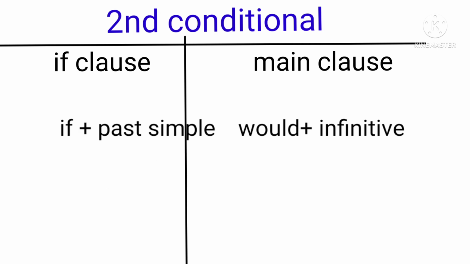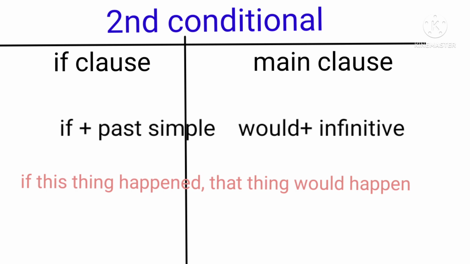Let us move on to the second conditional. The second conditional uses the past simple after if, then would and the infinitive. That is the most common. If this thing happened, that thing would happen.